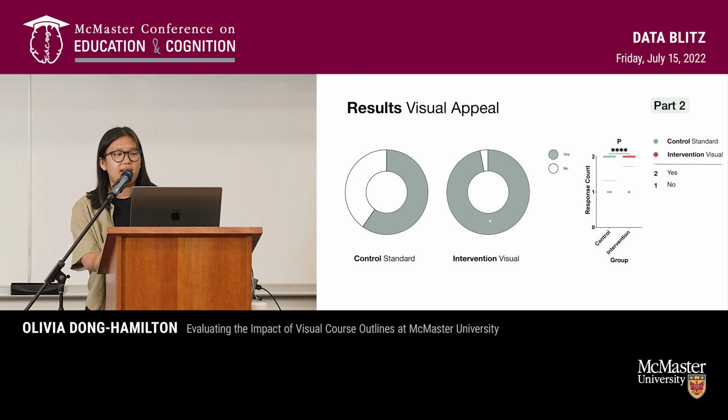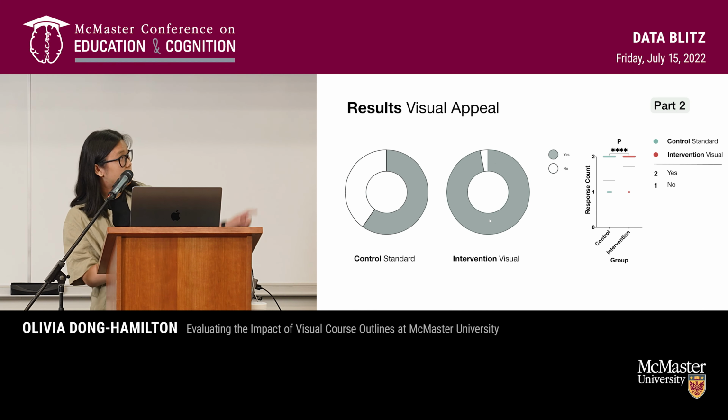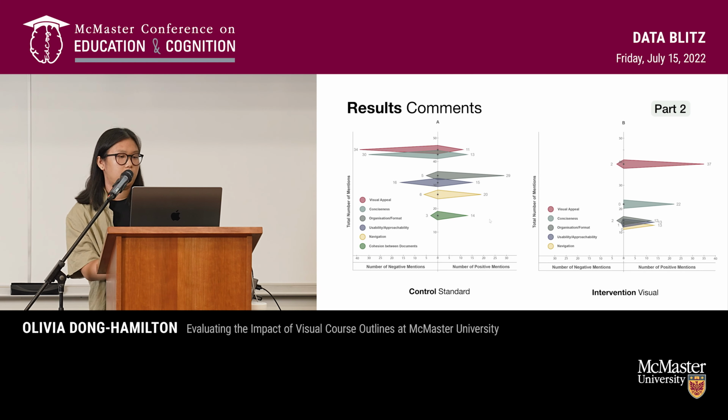Here we get into the ratings of the visual appeal. So we see the control group: only around 63% said that it was visually appealing, whereas of the people that received the visual outlines in the intervention group, 96% said that they were visually appealing. And we can see the statistical score just over to the right.